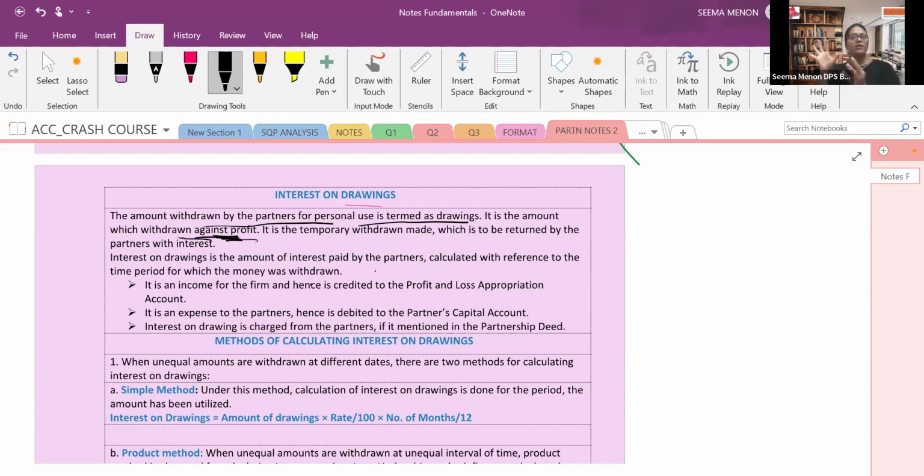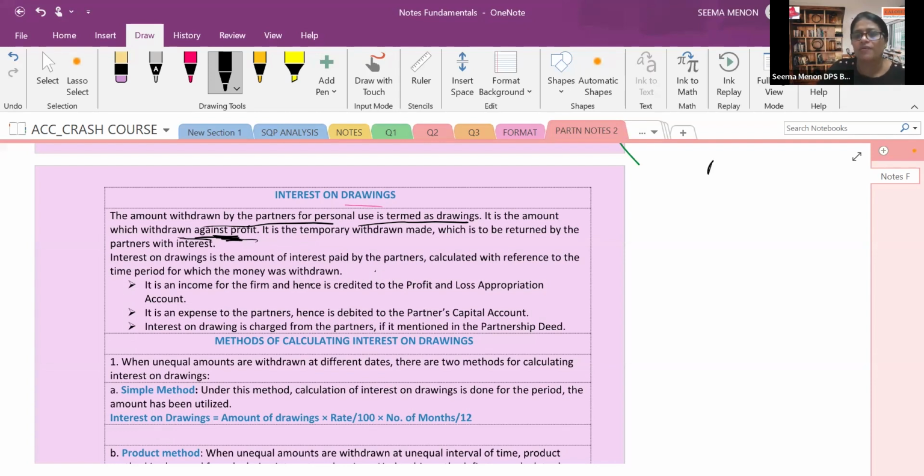वो अपना profit बना दे 1 lakh rupees. Businessman is saying that चलो for my personal purpose from this 1 lakh I want to take 10,000 rupees. So that is called withdrawal from profit. Okay. Now, which is to be returned by the partner. So profit में से निकाला है. So whatever they had withdrawn, they have to return to the firm with interest.